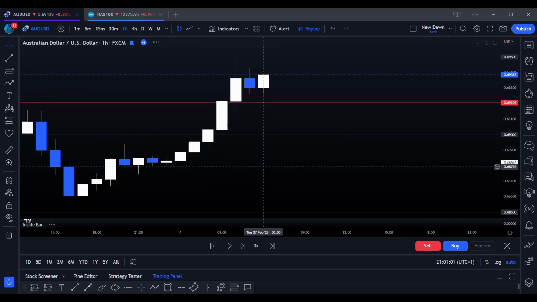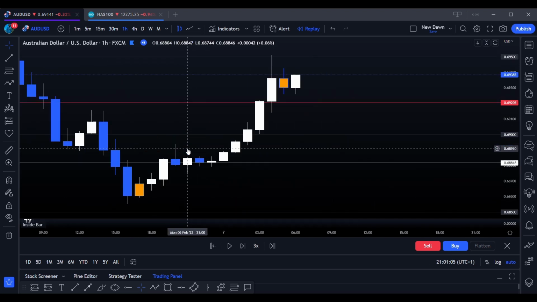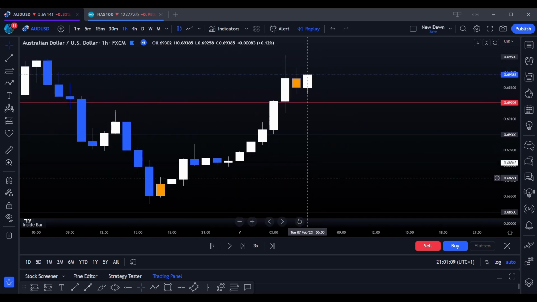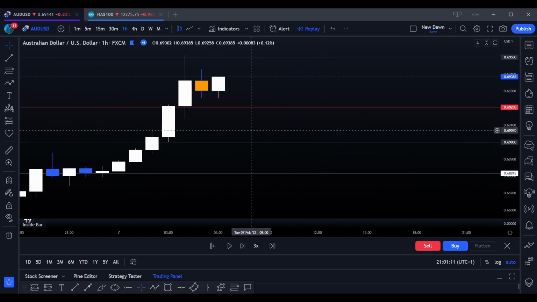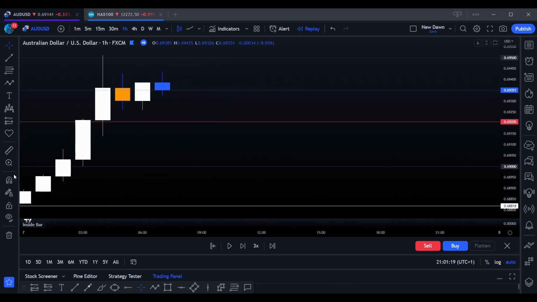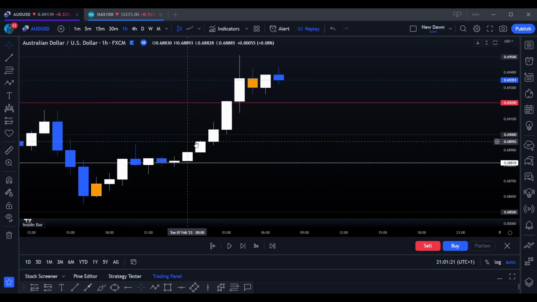Moving on to the hourly time frame to see how we can enter. First of all, we need to see signs the price is about to drop before actually selling. So we're going to move on to 7 o'clock. In 7 o'clock, you can see a very nice bearish pin bar.